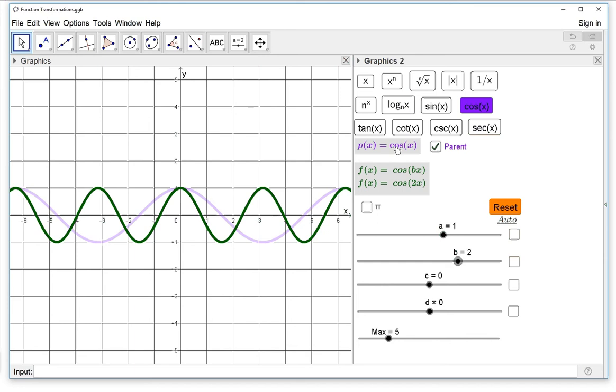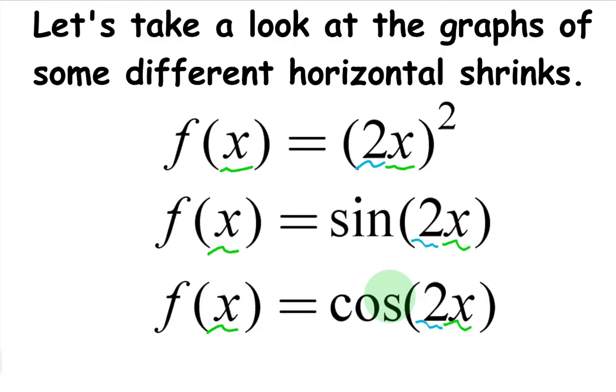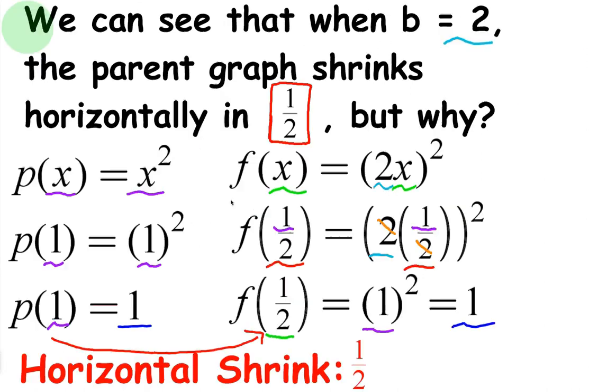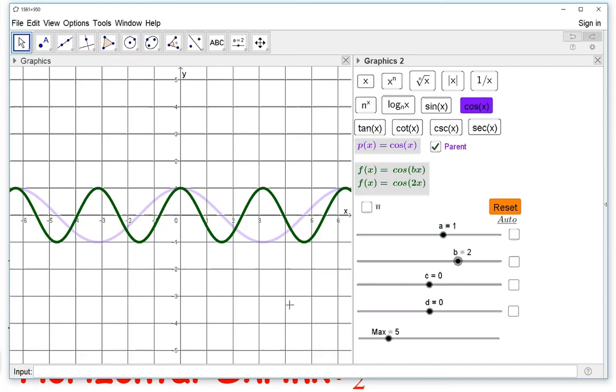There's our parent function, cosine of x. Our transformed is cosine of 2x. So we want to get to the bottom of this. Why does the 2 in front of the x cause a horizontal shrinking? You could also call it a compression. Let's take a look at that algebraically. We can see that when b is 2, the parent graph shrinks horizontally in half. But why? So we didn't actually talk about that, but in fact it is shrinking in half.